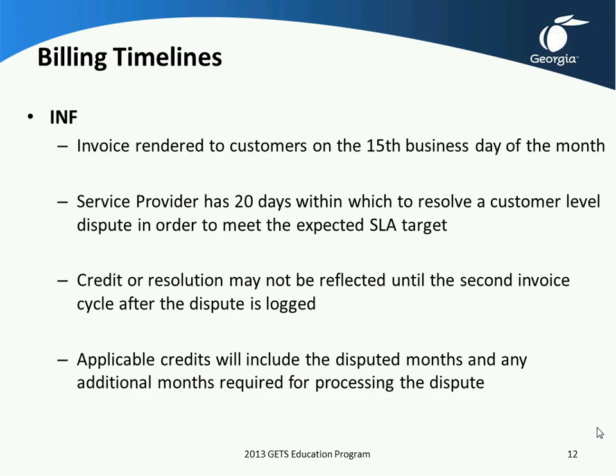The credit or solution may not be reflected until the second invoice cycle after the dispute is logged. Again, going back to the process that I showed you, it all depends on when the dispute came in and how long it took the service provider or the vendor to resolve that dispute. If they resolve it before the 15th business day of the month, when they take that snapshot, the update would have taken place, and then you should see it on the next invoice. If it's after the 15th of the month, the snapshot's already taken, they won't be able to see that until the next snapshot is taken the following month.